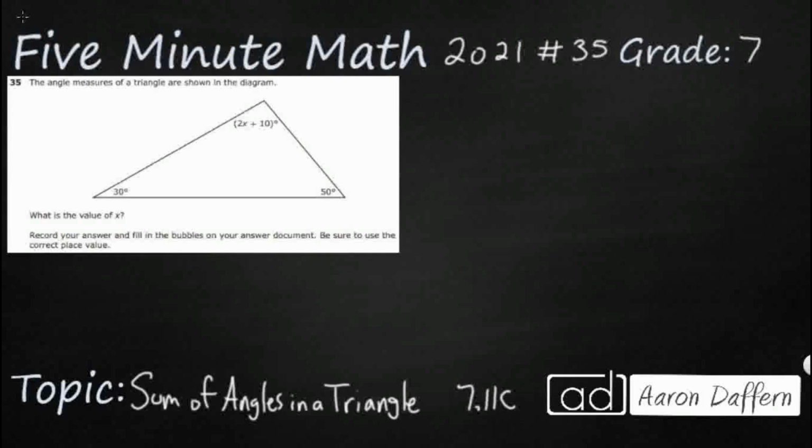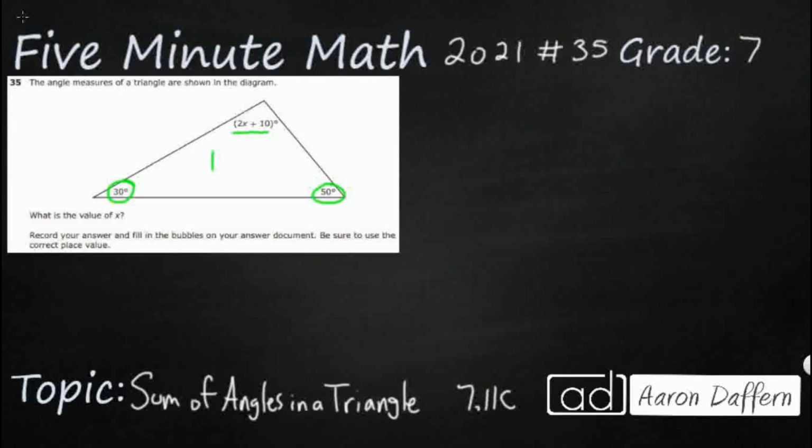So we've got a triangle here. Looks like a scalene triangle. None of the sides look even. We just need to find the value of x. And so we know that one angle is 30, one angle is 50, and then this last angle is 2x plus 10.